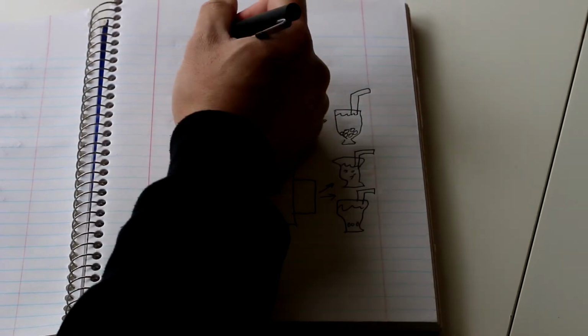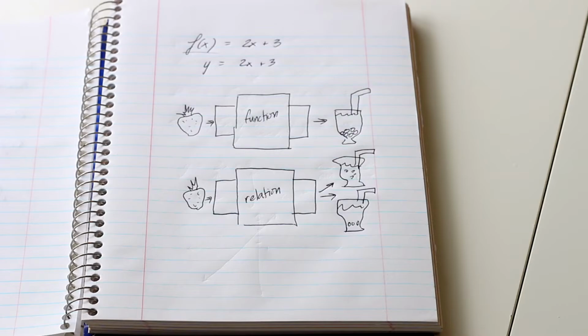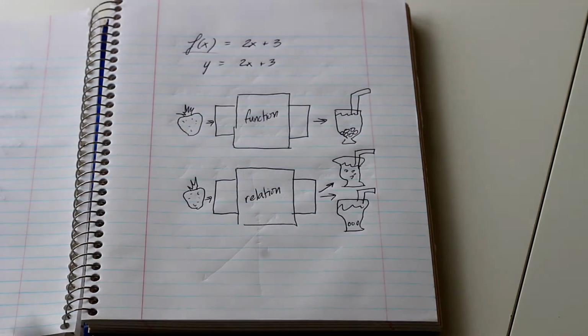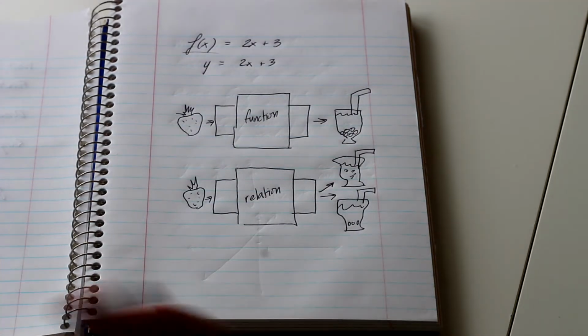So that's why it's important that we know what a function is. A function tells us that when we put 1 input in, we get 1 output.